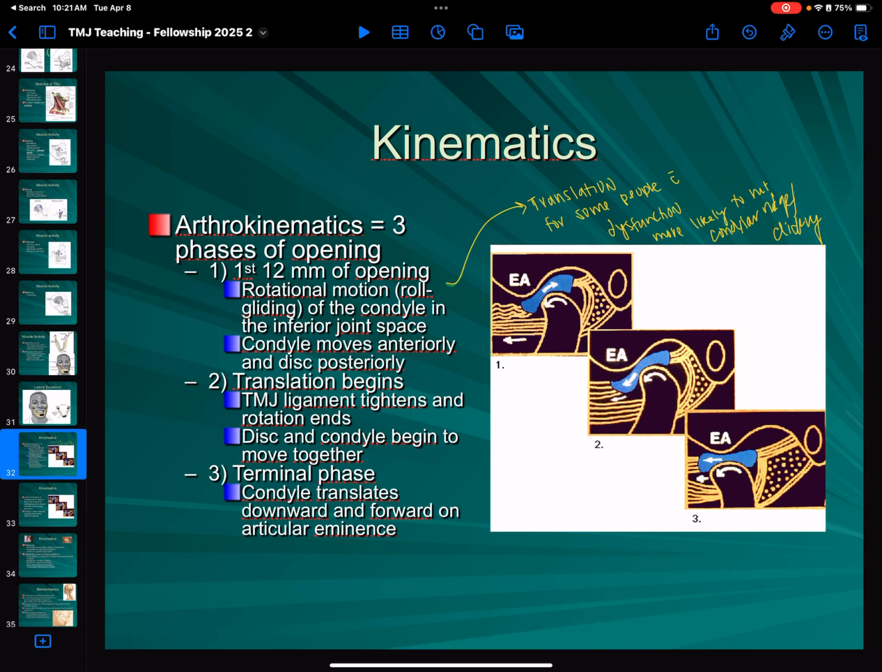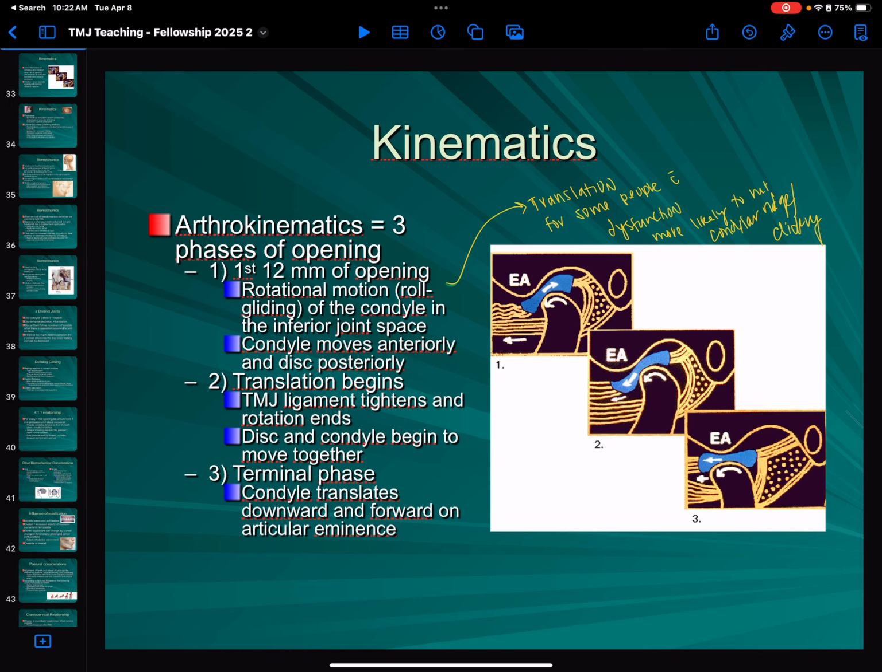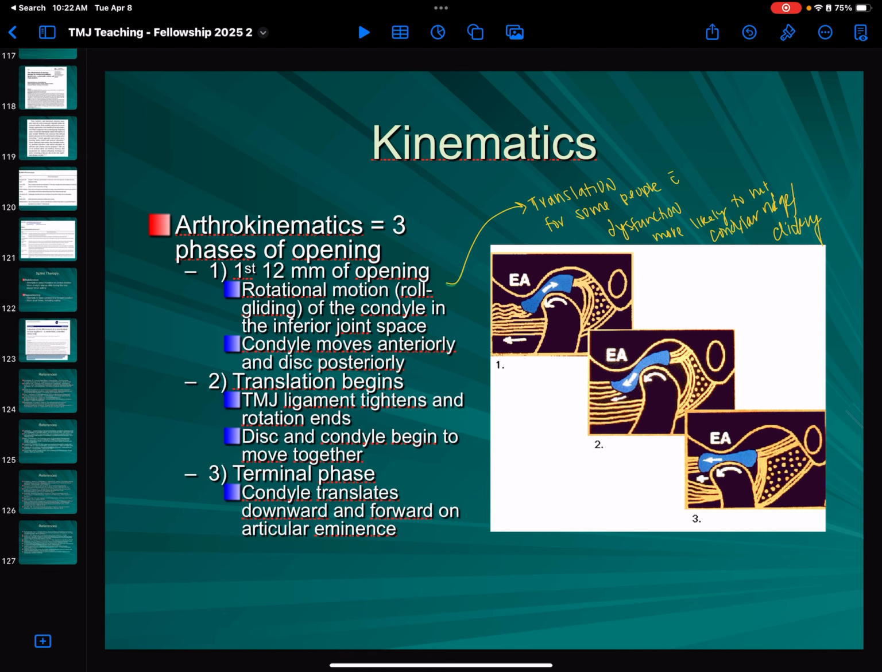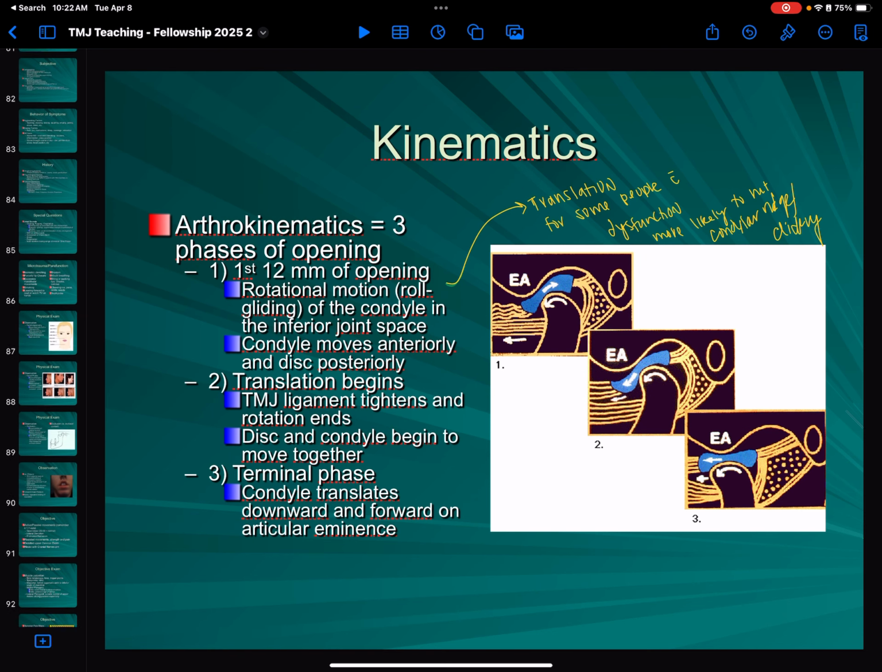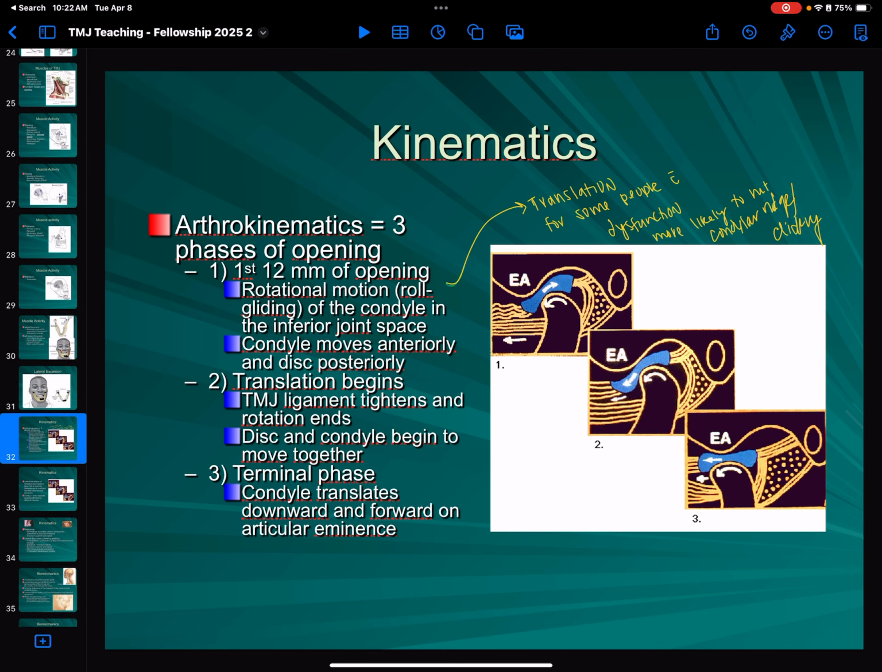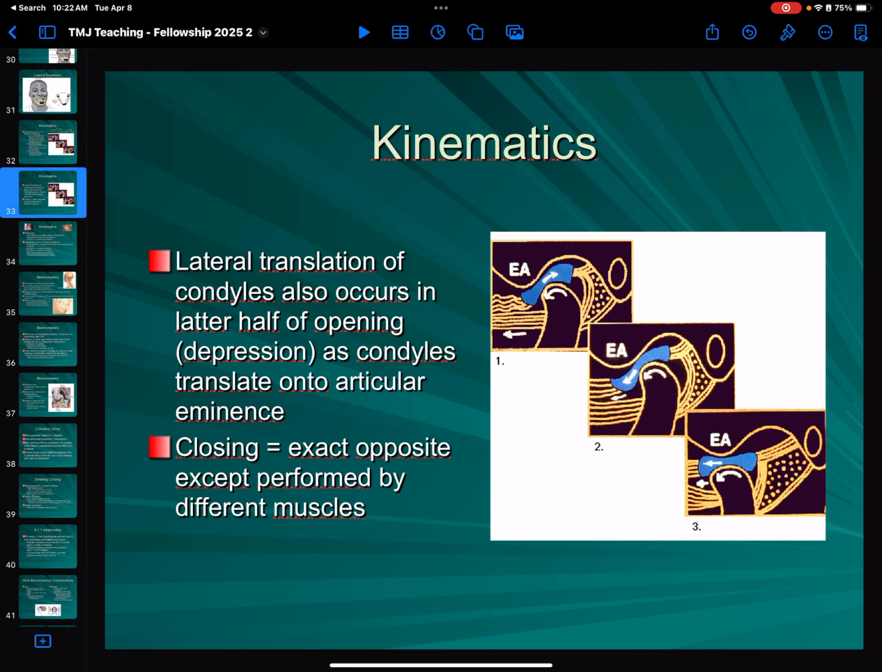And then the terminal phase, the condyle translates downward and forward on the articular eminence. That's where the joint starts coming out a little bit, is the way we describe it, just to make it simple for patients to understand. So lateral translation of the condyles also occurs in the latter half of opening. And that's what you all felt when you open.